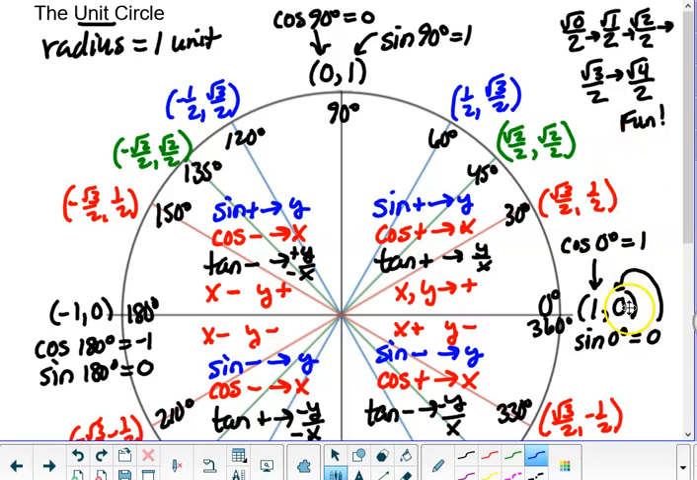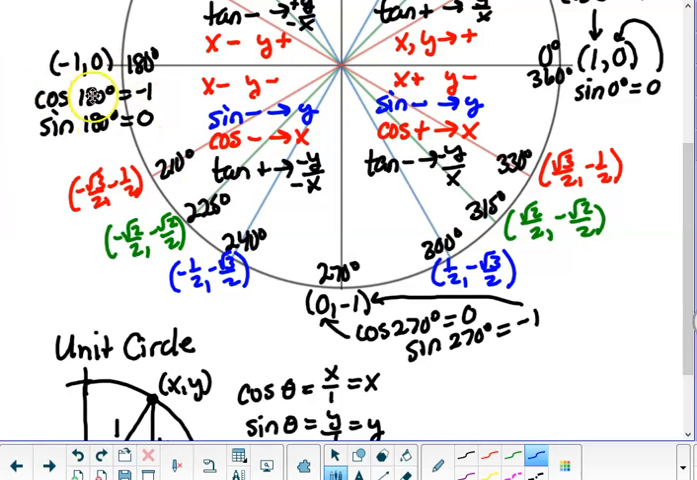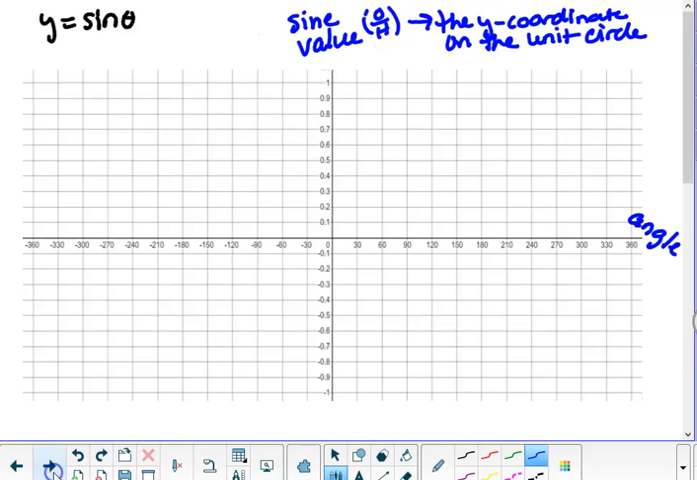Notice that as we move around the first quadrant, sine is getting bigger. The y-coordinate is getting bigger. As we move into the second quadrant, y is getting smaller but still positive. When we move into the third quadrant, y is negative but getting closer to negative 1. And then into the fourth quadrant, it's getting smaller numbers back closer to 0. So this is what we're going to see as we plot this on the graph.